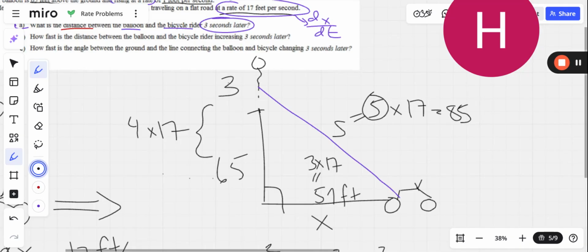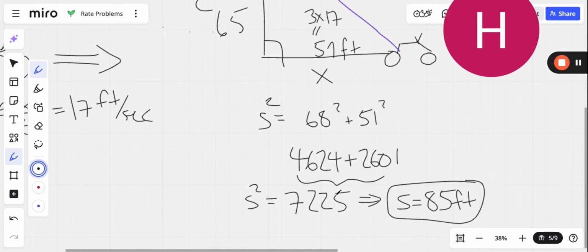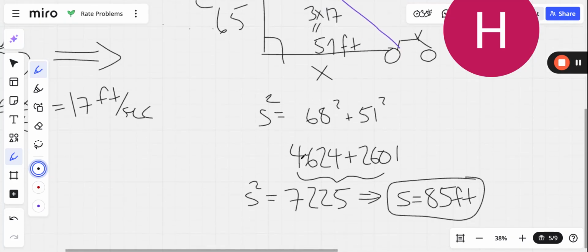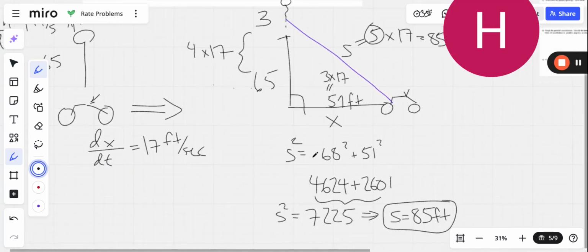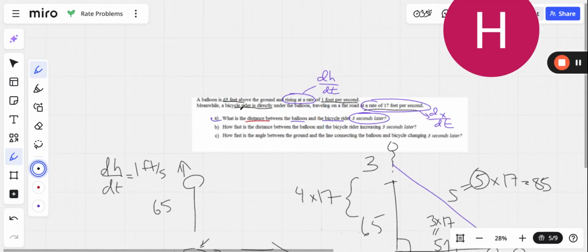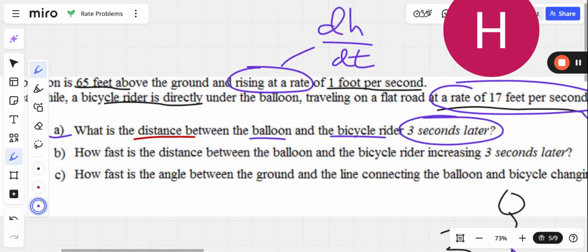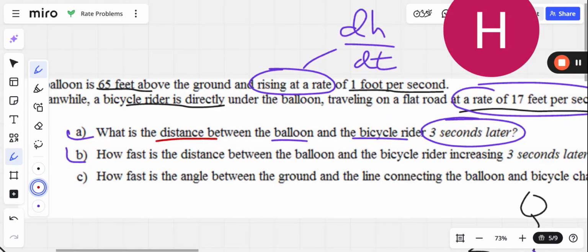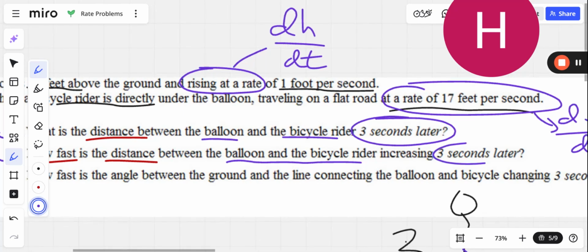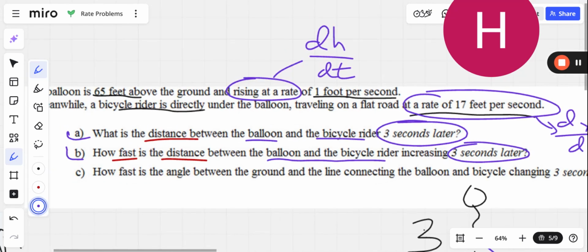So knowing your Pythagorean triples can help you out. Also, being very fast at calculation can help. So at this moment, the bike and the balloon are 85 feet away from each other diagonally. Okay, great. Let's look at part B. How fast is the distance between the balloon and the bicycle changing 3 seconds later? It's 3 seconds later, meaning the same moment in time.